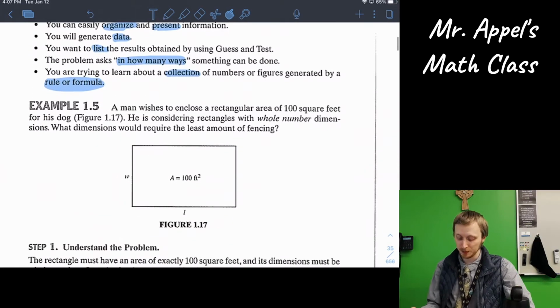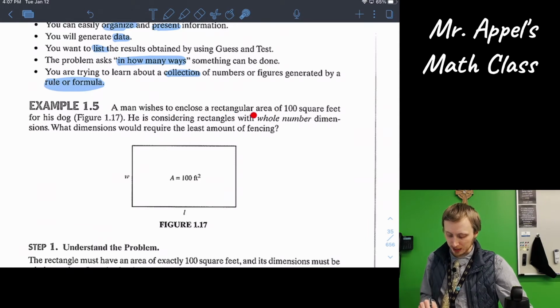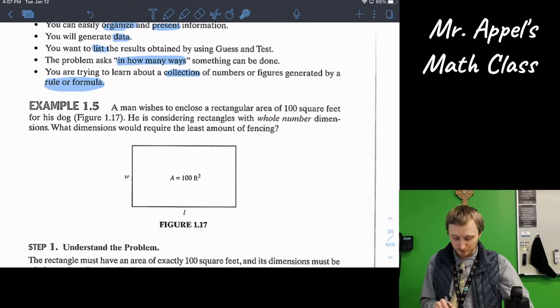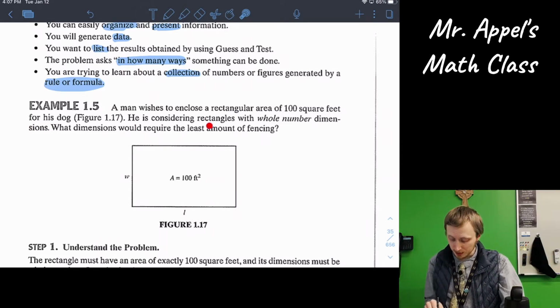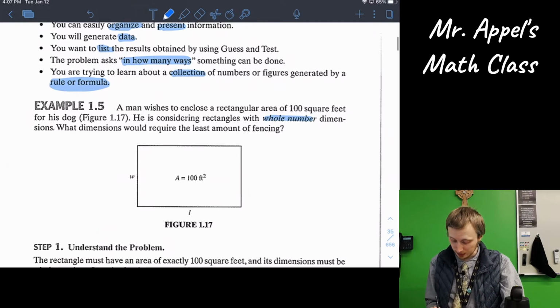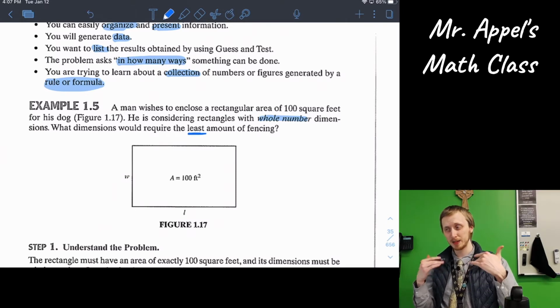All right, here's a great example for table making. A man wishes to enclose a rectangular area of 100 square feet for his dog. He's going to fence in a piece of yard for the dog to run. He is considering rectangles with whole number dimensions. What dimensions would require the least amount of fencing? Okay, whole numbers and least amount of fencing. So we're trying to minimize something here.